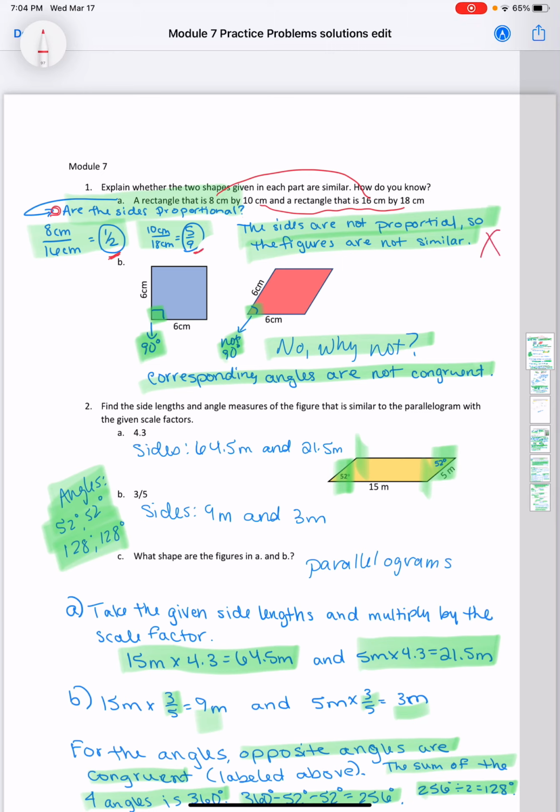For part B, I can tell they're not similar because the corresponding angles are not the same. This one's 90 degrees, this one's not.